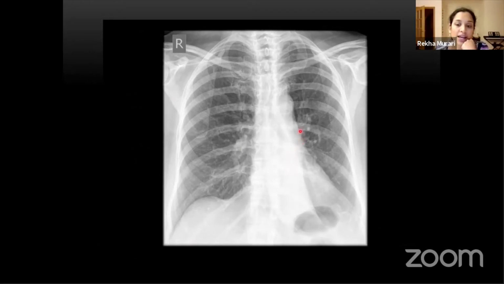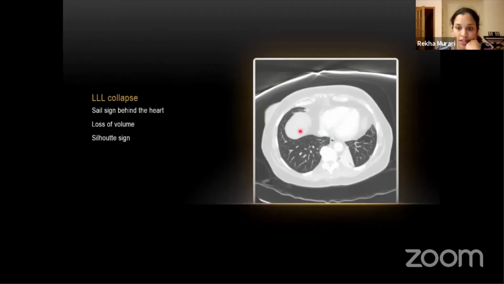So this is left lower lobe collapse. This is the CT, which confirmed the left lower lobe collapse. So when the left lower lobe collapses, it's posterior. That's how it looks on the CT. Can you see that opacity when compared to the right side?